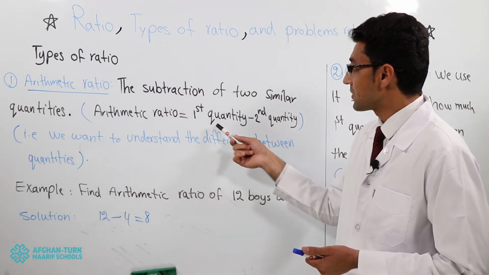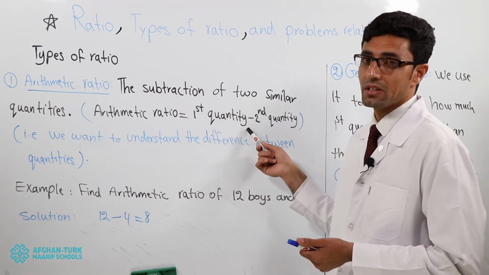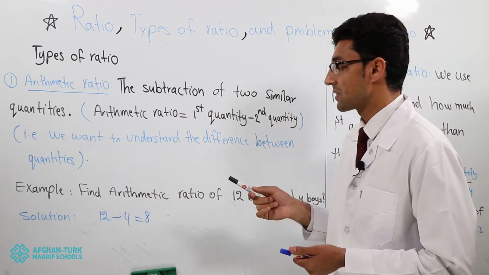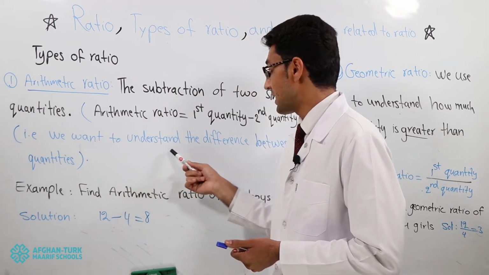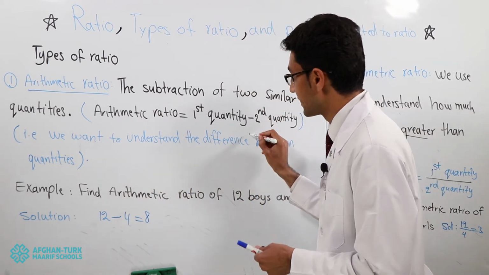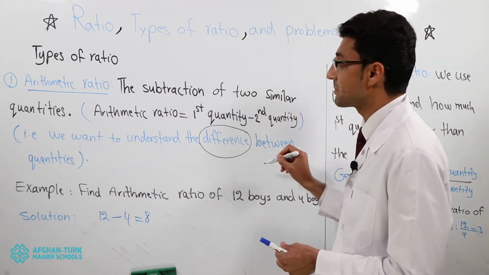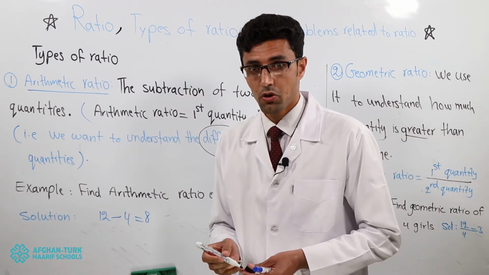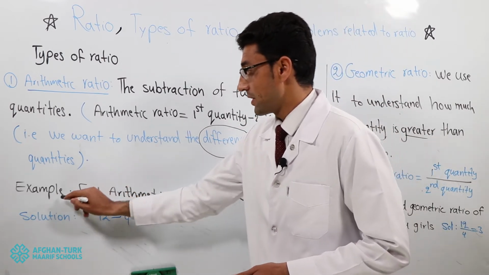The subtraction of 2 similar quantities, finish. Arithmetic ratio is equal to subtraction of 2 quantities: first quantity minus second quantity. It means we want to understand the difference between quantities, okay? Here is an example for you.